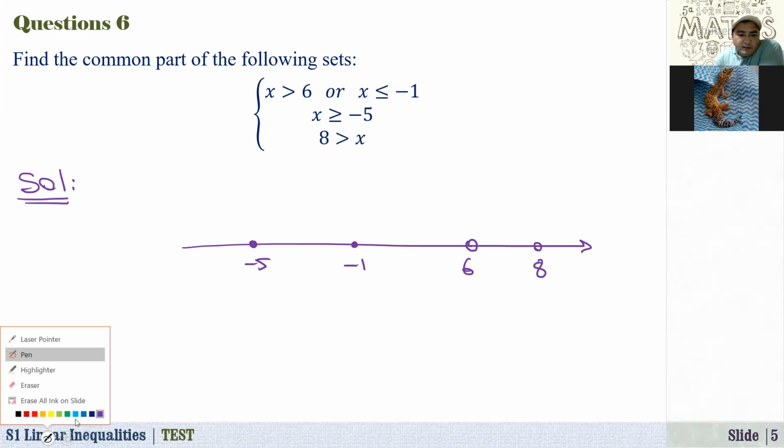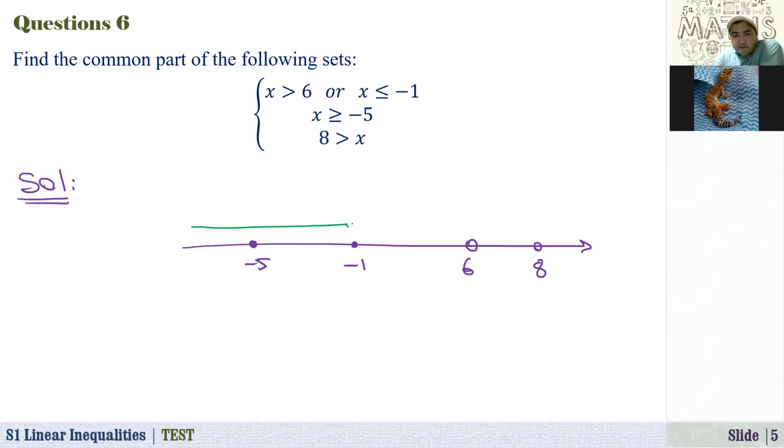All right. So the first one, x is greater than 6 or less than or equal to -1. Here we are talking about this region, right? Less than or equal to -1 or greater than 6, so greater than 6 is this direction. And the second one says that x is greater than or equal to -5. So -5 is here, greater than means to the right, so inclusive, including -5, we are talking about this part of the number line.